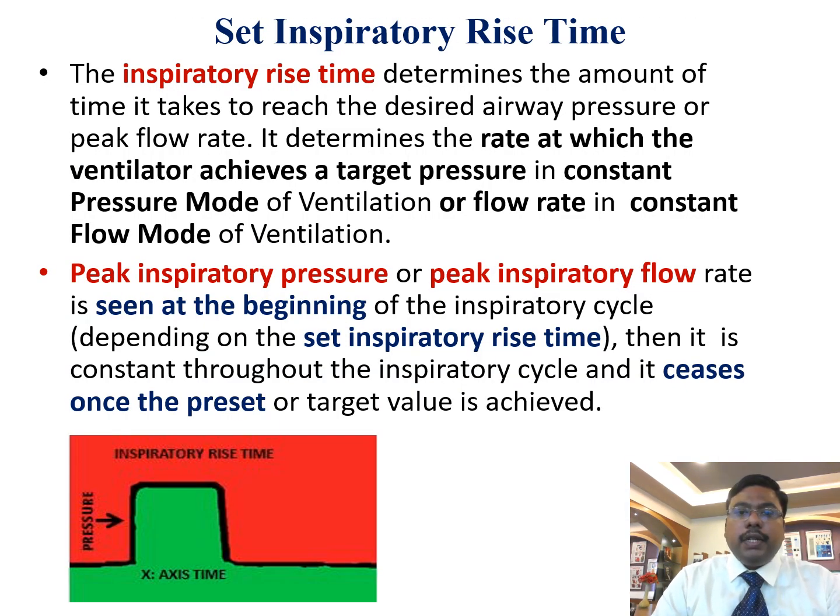Set inspiratory rise time. The inspiratory rise time determines the amount of time it takes to reach the desired airway pressure or peak flow rate. It determines the rate at which the ventilator achieves the target pressure in constant pressure mode of ventilation, or flow rate in constant flow mode of ventilation. Peak inspiratory pressure or peak inspiratory flow rate is seen at the beginning of the inspiratory cycle, depending on the set inspiratory rise time. Then it is constant throughout the inspiratory cycle and it ceases once the preset or target value is achieved.